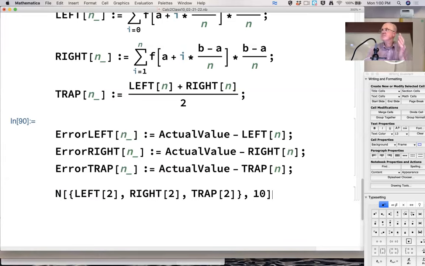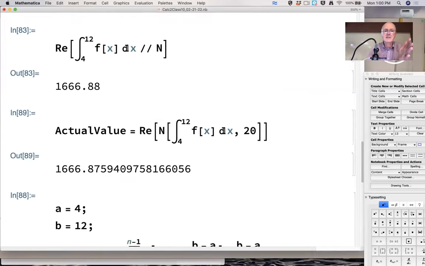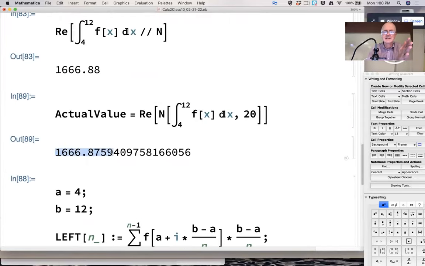What are these numbers approximating? They're approximating the actual value. The actual value is 1666.88. N is not very big here, so they're not going to be very close.